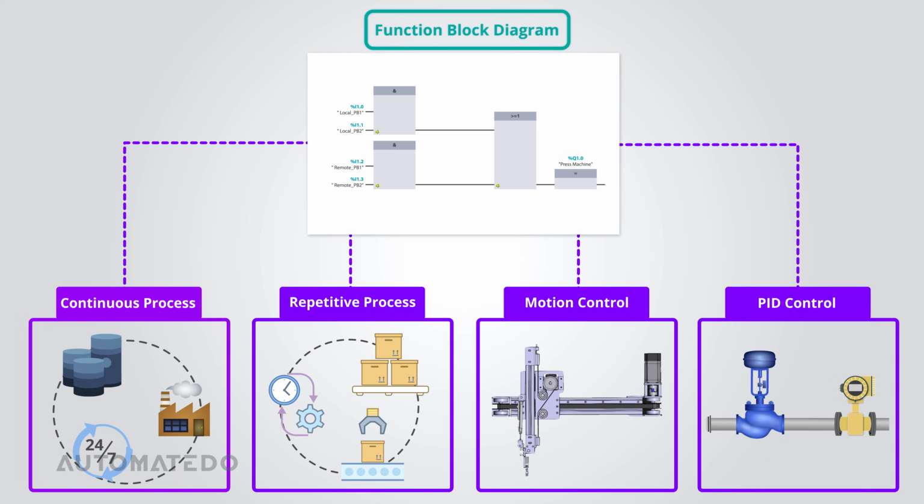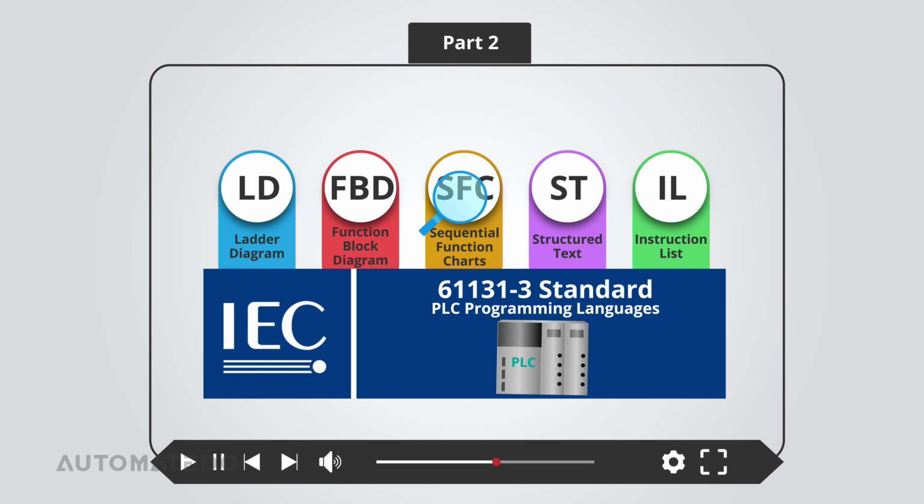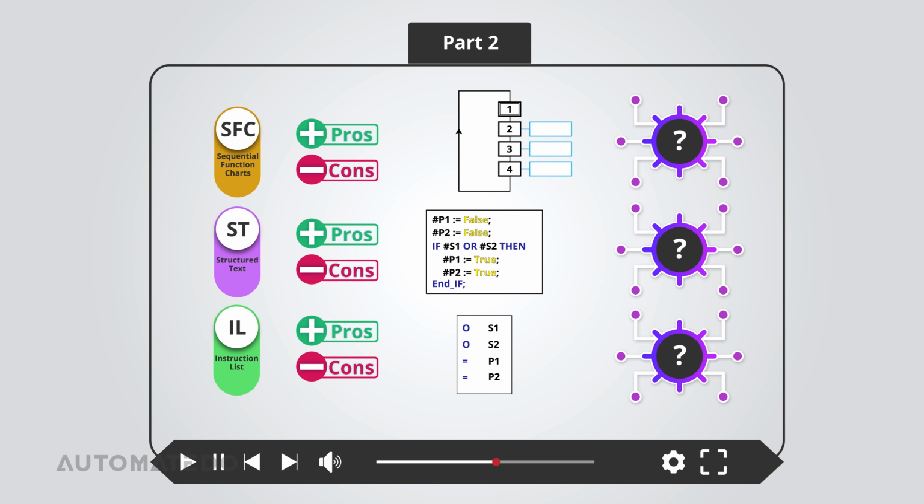FBD works well with continuous process management, repetitive tasks with regular code usage, systems needing motion control, and PID control mechanisms where analog data is continually assessed and outputs regulated to ensure values remain within a designated range. In part 2 of this tutorial, we will explore sequential function charts, structure text, and instruction lists. Part 2 will provide a similar overview, such as discussing the architecture, pros and cons, and ideal use cases to finally help you decide which language to focus on for your learning journey.